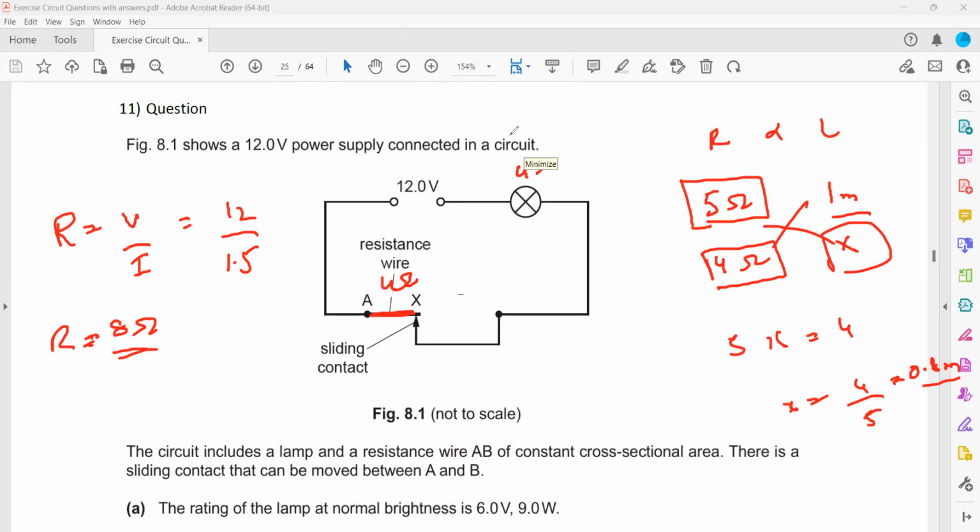If the diagram was to scale, then no, we don't have to do a calculation. The diagram is not to scale, that's why we did the calculation.